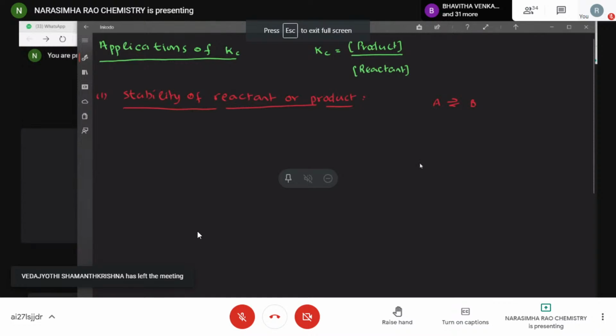So reminder children, if A is in equilibrium with B for the reaction, and for this reaction product concentration increases, it means this is more ready to give. In that situation, product concentration is more, means product is more stable than reactant.